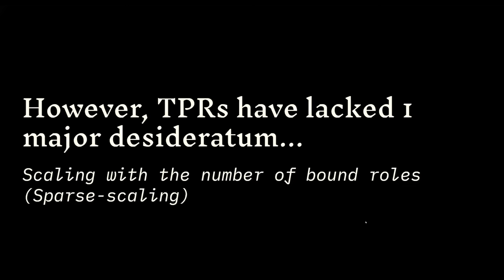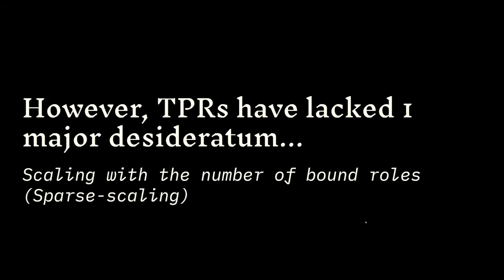All right, so TPRs have lacked one major desideratum. We would like to have TPRs, at least as an option, maybe not in every case, that scale with the number of bound roles. A lot of these alternative schemes do this naturally. It's desirable that you may have a very large role space, but the size of the representation you need is based not on how large that role space is, but rather on how many bindings you have in a tree. So in any case where there's a sparse data structure, where there are many, many possible roles but very few of them are bound, this is the type of case where this would be useful.